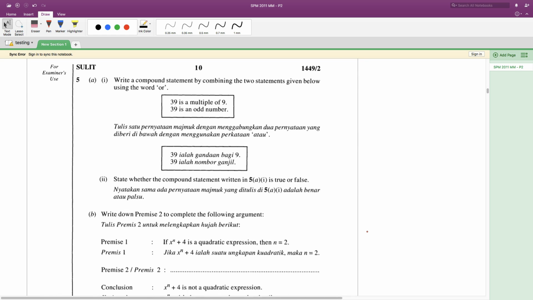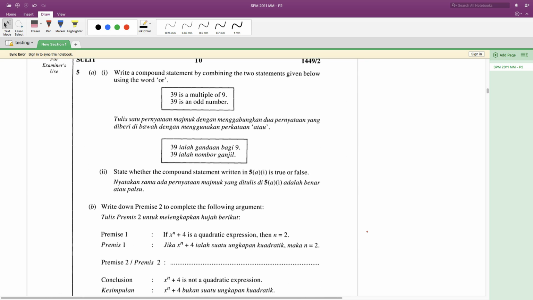Okay, good. This is mathematical reasoning. This topic should be quite easy. The first thing is: write a compound statement by combining the two statements given below using the word "or". You copy the first sentence and then include the second sentence with the word "or". So you say, 39 is a multiple of 9 or 39 is an odd number.